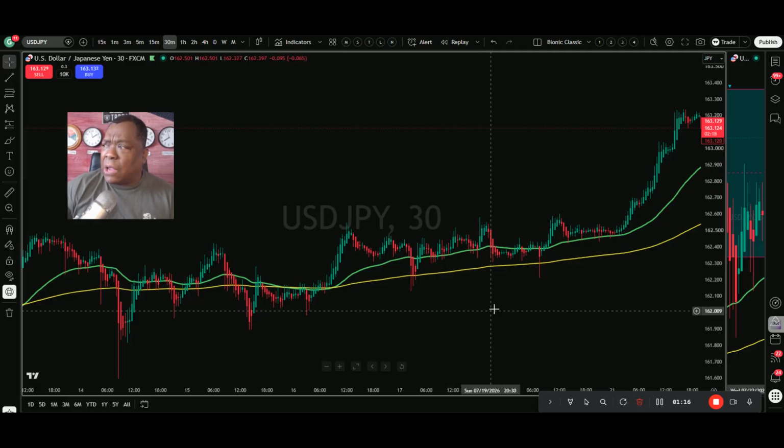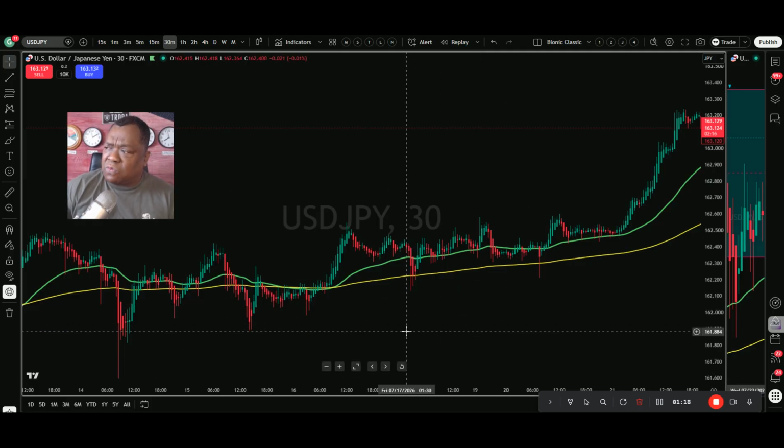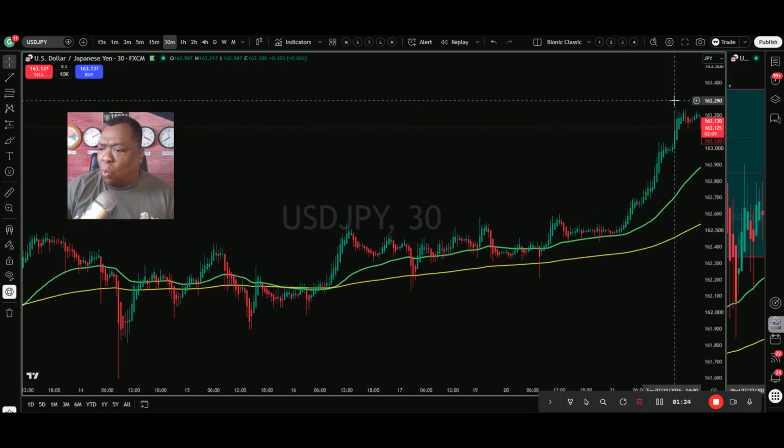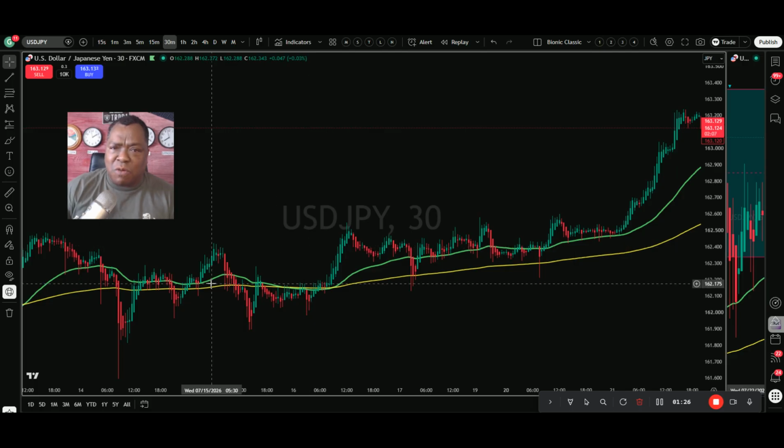So I saw dollar yen, and dollar yen had moved up substantially from a low of about 160 all the way up to 163.20. Okay, that's a 200 pip move. And you want to get into that, but you don't know where, right? If you're in the trade, you like to say, well, where do I take profit? I'm thinking that I might pull back a little bit. So there's a tool called the Fibonacci tool.